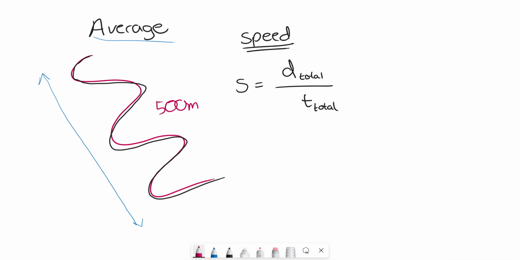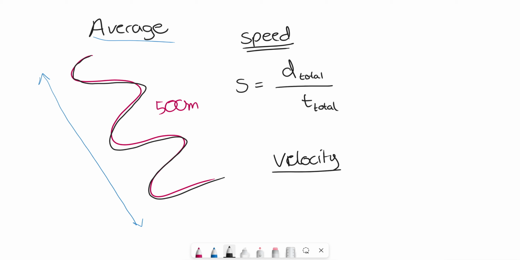The total distance is 500 meters, and say it took Mika 50 seconds to finish. It would be 500 over 50, total distance over total time. His average speed is 10. Nice and simple. And with velocity, it's exactly the same thing again, but remember, velocity is a vector.